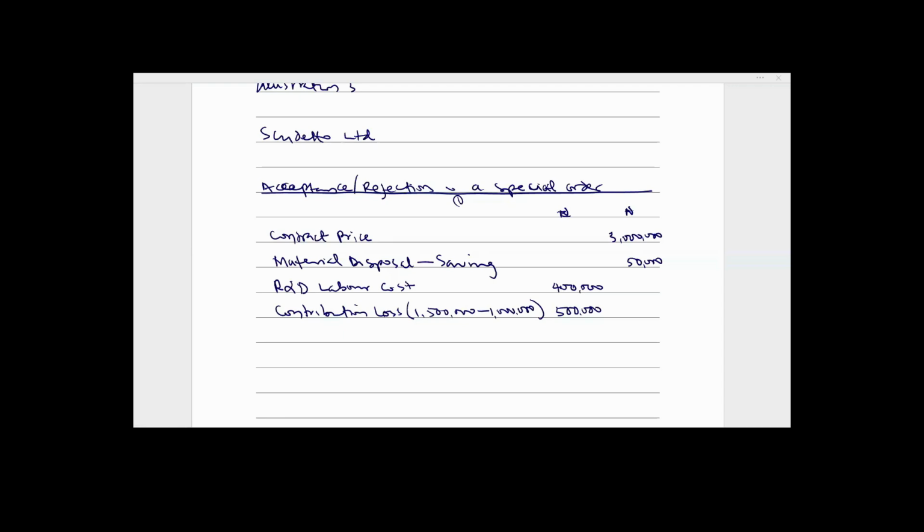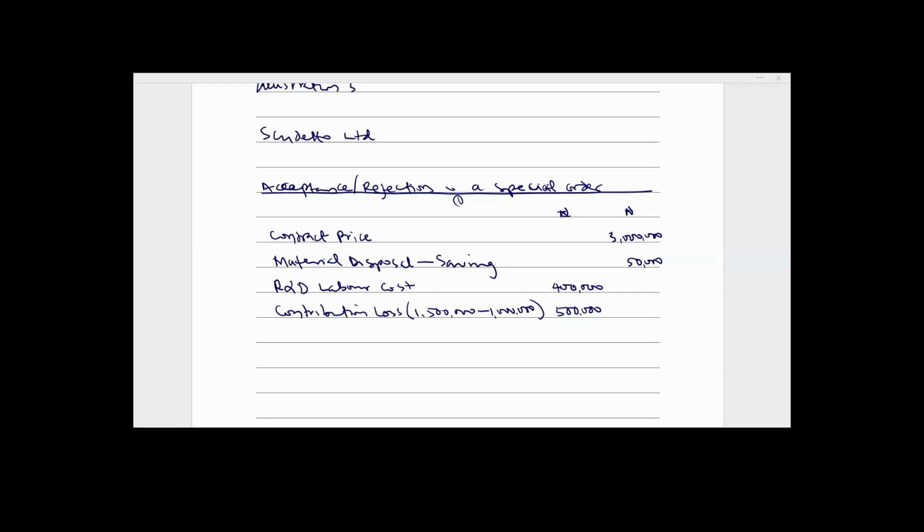So you ignore. Next item, R&D staff. It has been concluded that when the work on this contract is completed, the R&D department will be shut down. The R&D staff costs for the year include wages of 600,000 naira. So that wages of 600,000 naira, is it relevant or irrelevant? Wages of 600,000 for R&D staff, relevant or irrelevant?